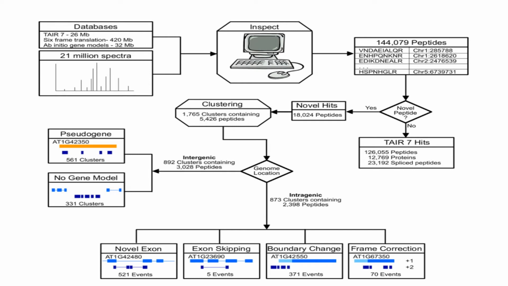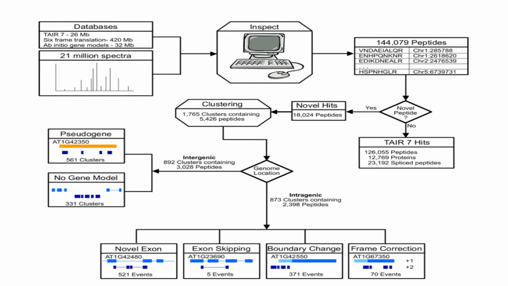Now I'm going to talk about the workflow of the system. First of all, the databases are collected and input into the computer system for inspection. From here, 1,44,079 peptides were determined, of which some have novel peptides. If there is a novel peptide, the novel hits are determined and the clustering peptides are also determined.